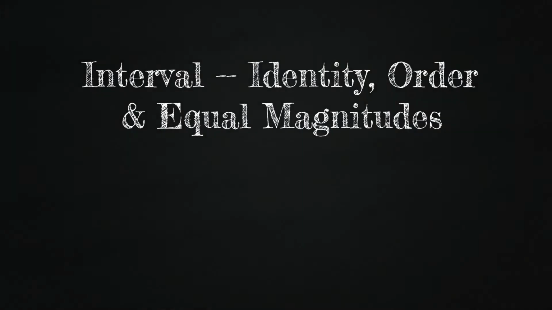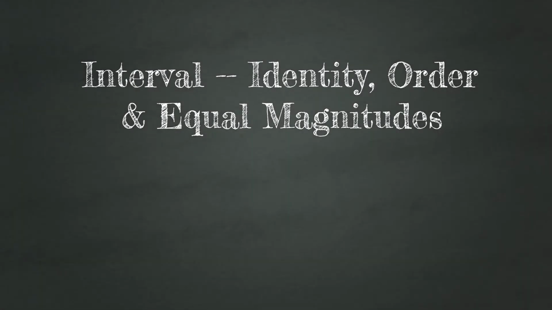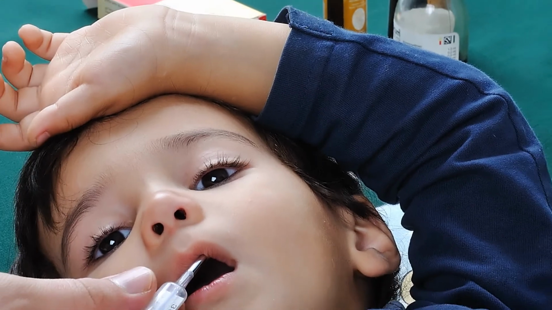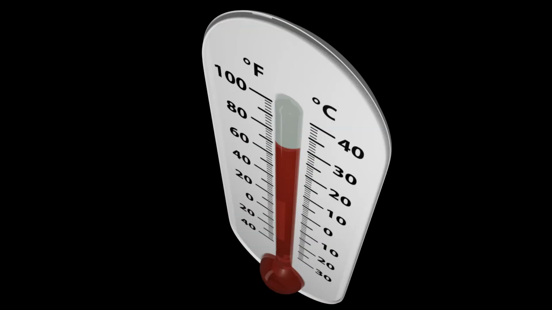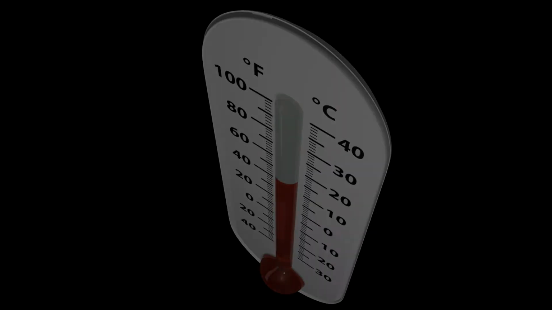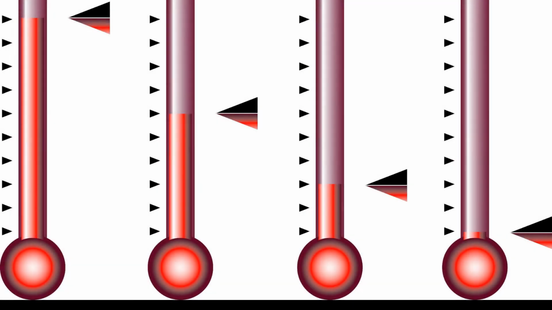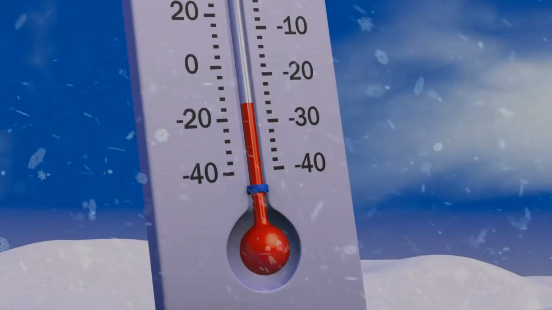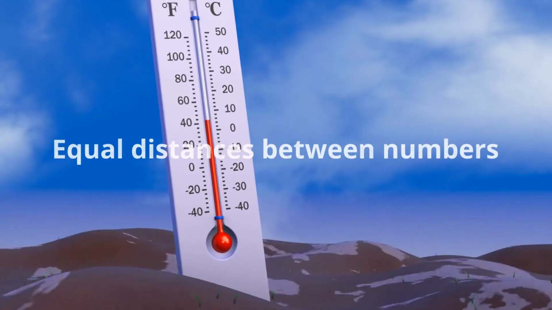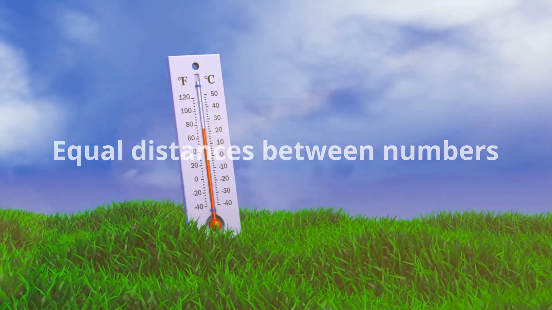If we want this kind of information, we need a variable that is interval. Interval variables have the property of identity, order, and equal magnitudes between each number. The most frequently discussed example in textbooks is temperature, measured in either Fahrenheit or Celsius. With this level of measurement, we can say that the distance between, let's say, 40 degrees and 30 degrees Celsius is the same as the distance between 10 degrees and 20 degrees.